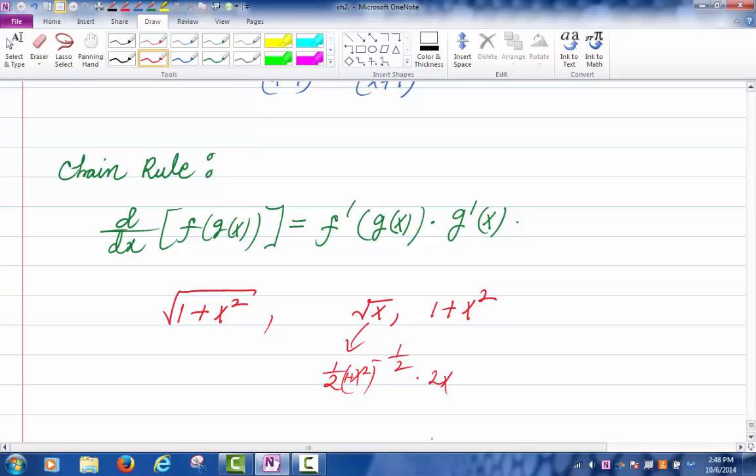Okay, so I will be doing more work with chain rule on Wednesday, and Wednesday we'll also get into section 2.4.